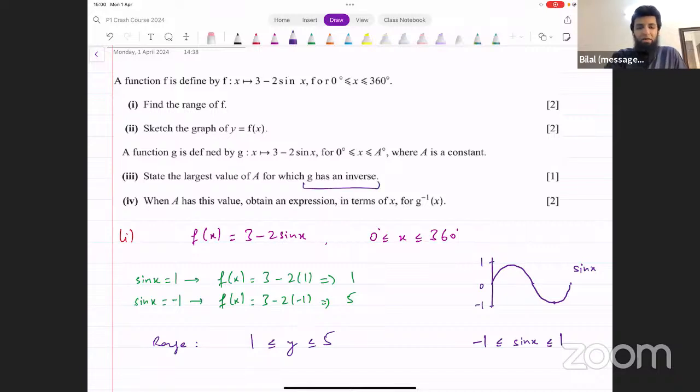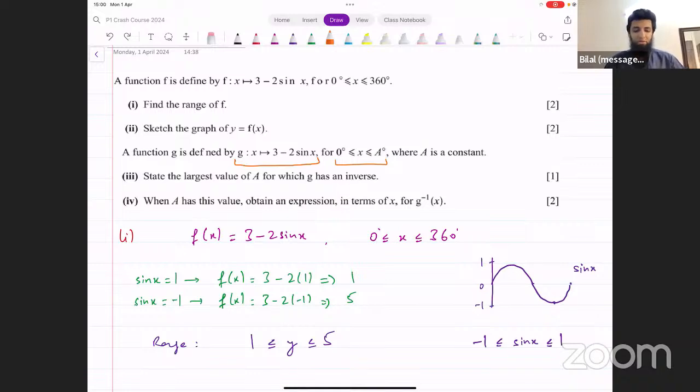Now remember, when a function has an inverse, what's the condition for that? A function has an inverse when it's a one-to-one function, right? So we basically need to figure out what's the largest value of a for which the function would be one-to-one. Okay, it's the same expression. But domain now is from 0 to a. So we're starting from 0. We have to see what could be the largest value of x until this function remains one-to-one.